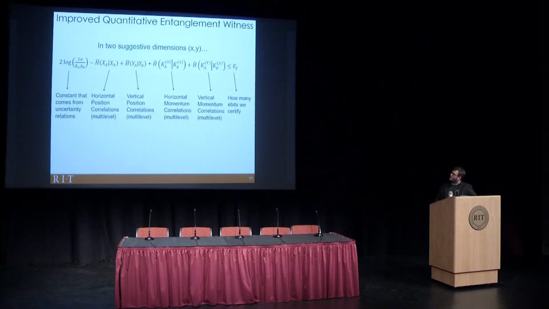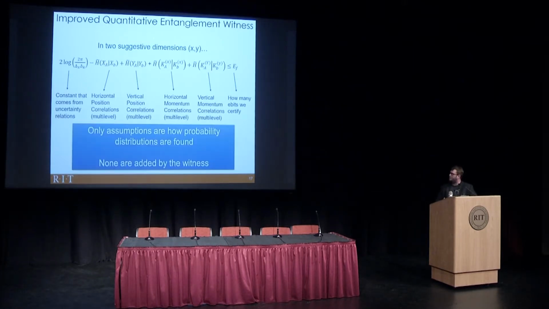So we put those two things together to make our improved quantitative entanglement witness. It's generalizable to whatever observables you have, but I'm suggestively doing it in X and Y. You'll see why in a minute. So what do we have to measure now? Instead of measuring in this giant space, we separately measure horizontal position correlations, vertical position correlations, horizontal momentum correlations, vertical momentum correlations. We can do it maybe in this partitioned way so there's many fewer measurements than if you were in the whole space. And from that, we can lower bound how many EBITs we have.